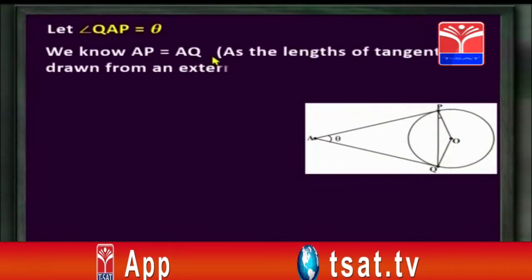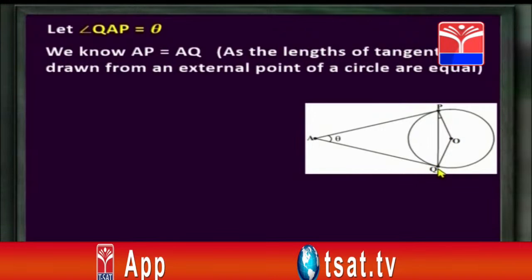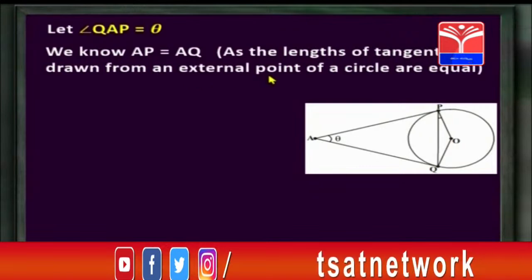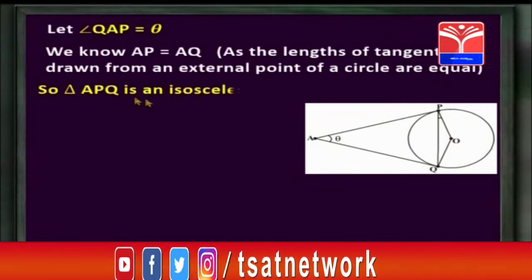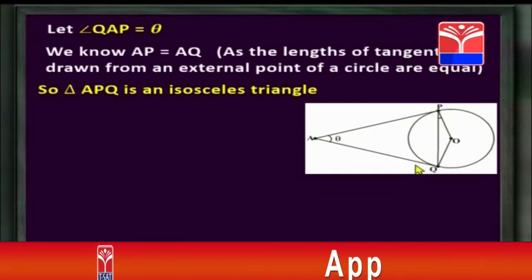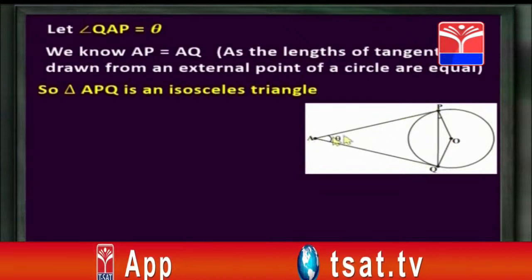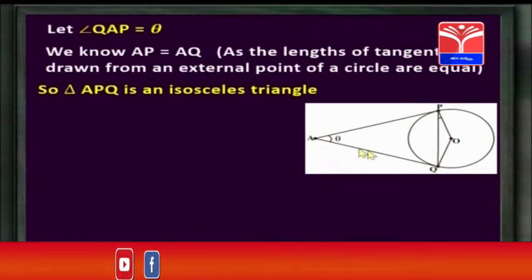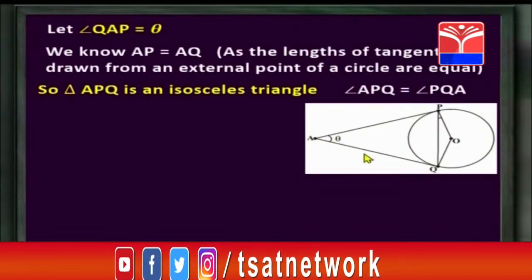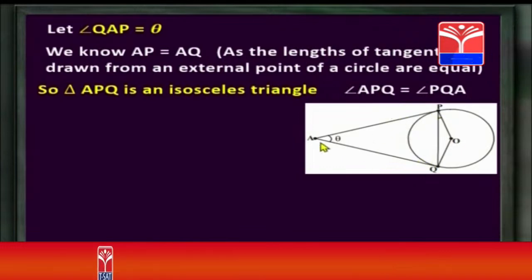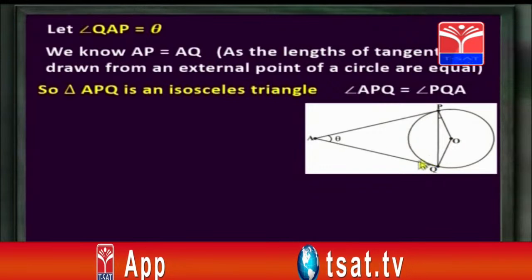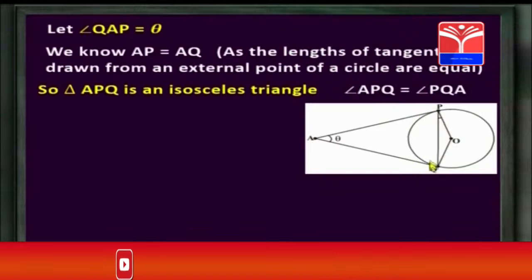We know AP is equal to AQ. Why are they equal? Because the lengths of tangents drawn from an external point of a circle are equal. So, triangle APQ is an isosceles triangle. Why is it isosceles? Because AP and AQ both are equal. If two sides are equal, then their opposite angles are also equal. So I can say angle APQ and angle AQP are equal.